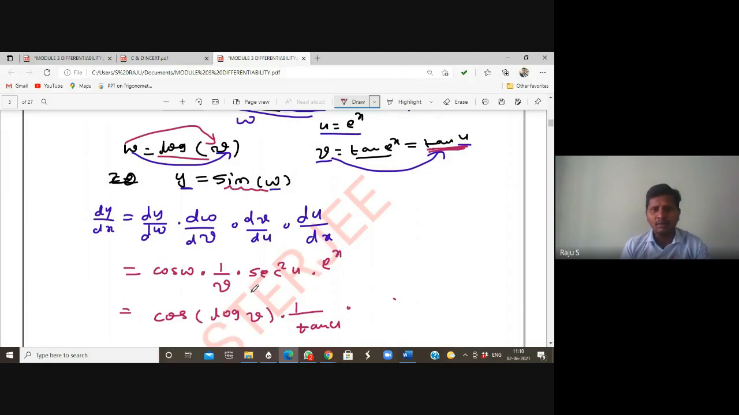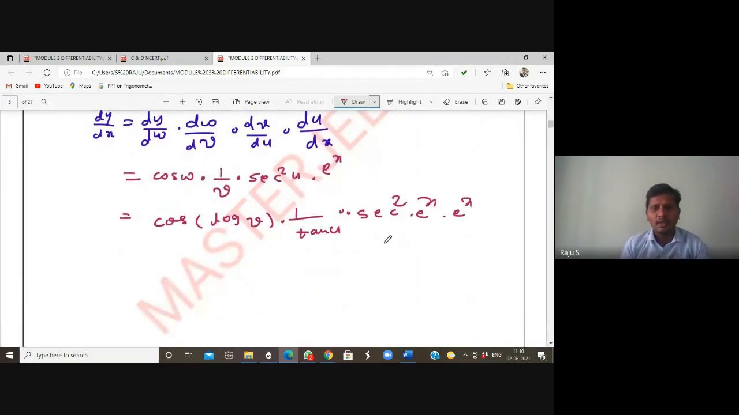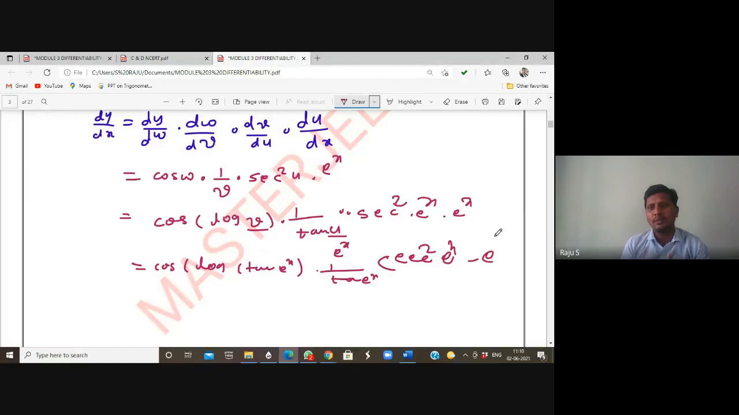W is nothing but log v, v is nothing but tan u, and the secant square. Next, 1 by v means 1 by tan u, and secant square u is nothing but e power x into e power x. Again, what is u here? You can replace u with e power x. Again, you can replace v, where v is tan u. So cos of log of tan u is nothing but, again, e power x. So 1 by tan e power x into secant square e power x into e power x.